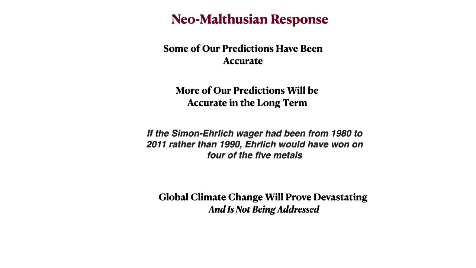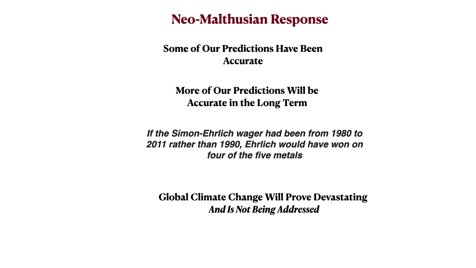So the Neo-Malthusian response to Simon and the cornucopians, if you will, is that while some of our predictions have been accurate, and most of our predictions will be accurate in the long term, we just haven't waited long enough. And it is true that if the Simon-Ehrlich wager had been from 1980 to 2011 rather than 1980 to 1990, Ehrlich would have won on 4 of the 5 metals.